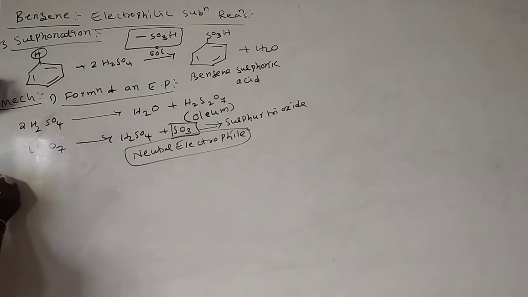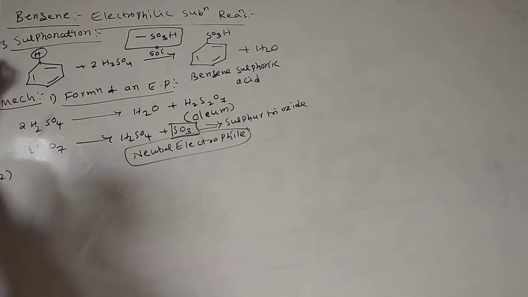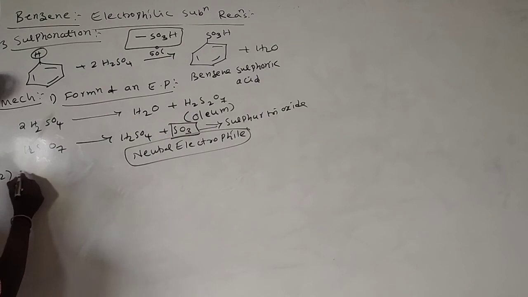What is the difference between the previous two and this one? In those, a positive electrophile was involved; here a neutral electrophile is involved. Second step, formation of sigma complex.